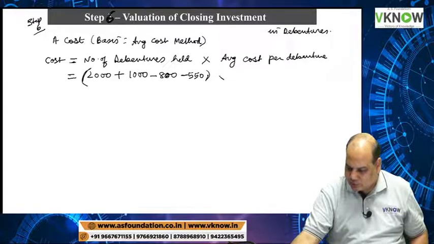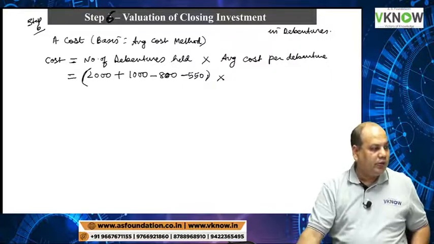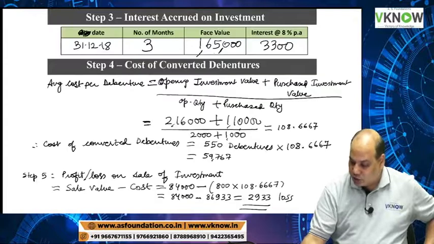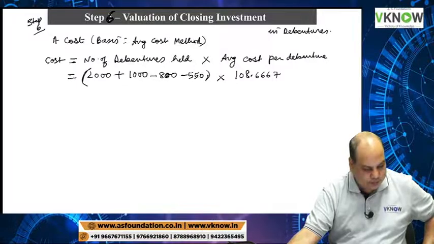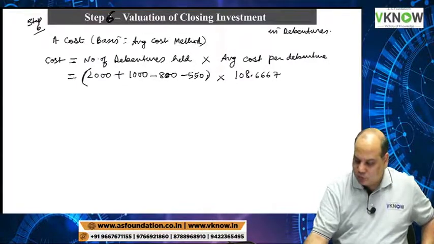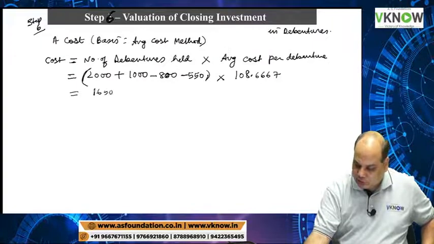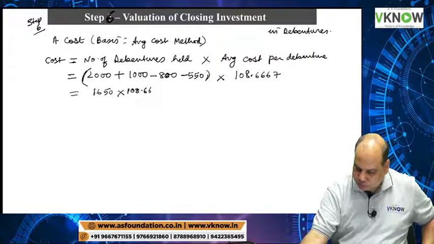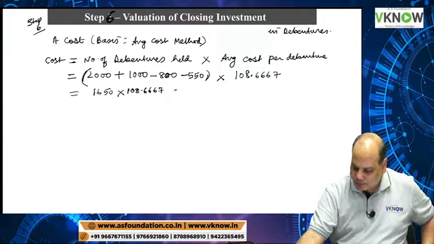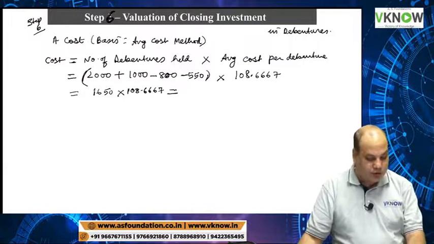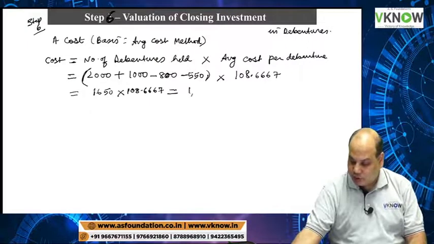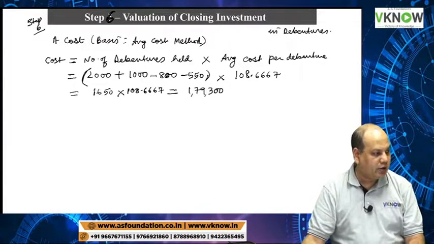So the remaining amount is investment held. And then the cost is 108.6667. So when you multiply, you'll get 1650 into 108.6667. This is your cost. 1650 into 108.6667, so that multiplied, you'll get 1,79,300. 179,300.